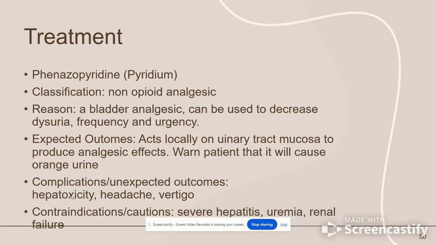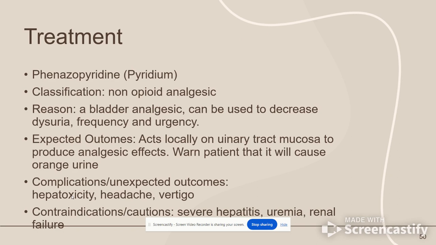So there's another medication. This is not necessarily a treatment, but it helps with pain for the patients. So it's Pyridium. It's a non-opioid analgesic. It is an analgesic that only affects the bladder. It can be used to decrease dysuria, frequency, and urgency. Expected outcome, it acts locally on urinary tract mucosa to produce analgesic effects. Warn the patient it will cause bright orange urine, and that can be an alarming thing for them, but it will help their symptoms of the UTI.